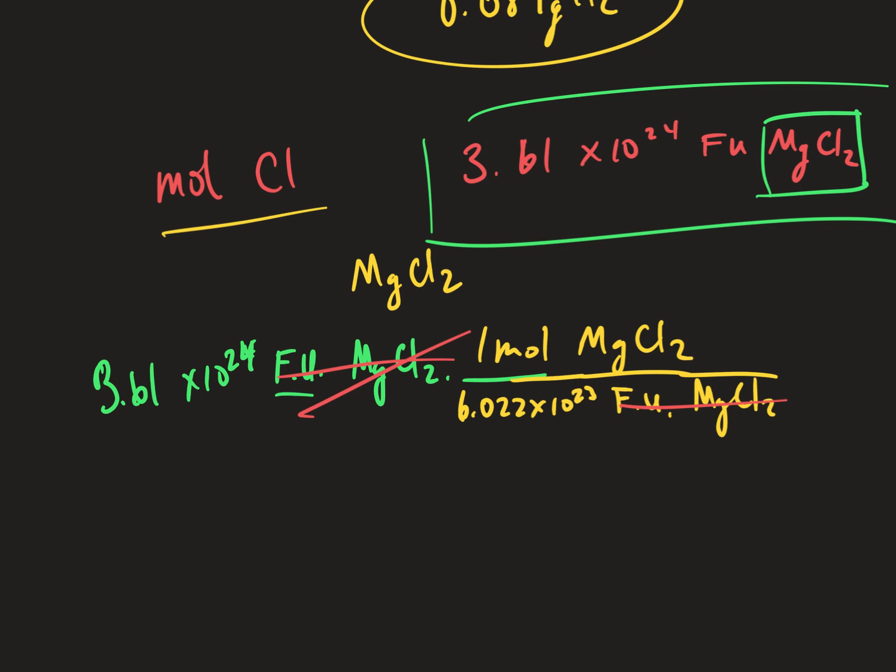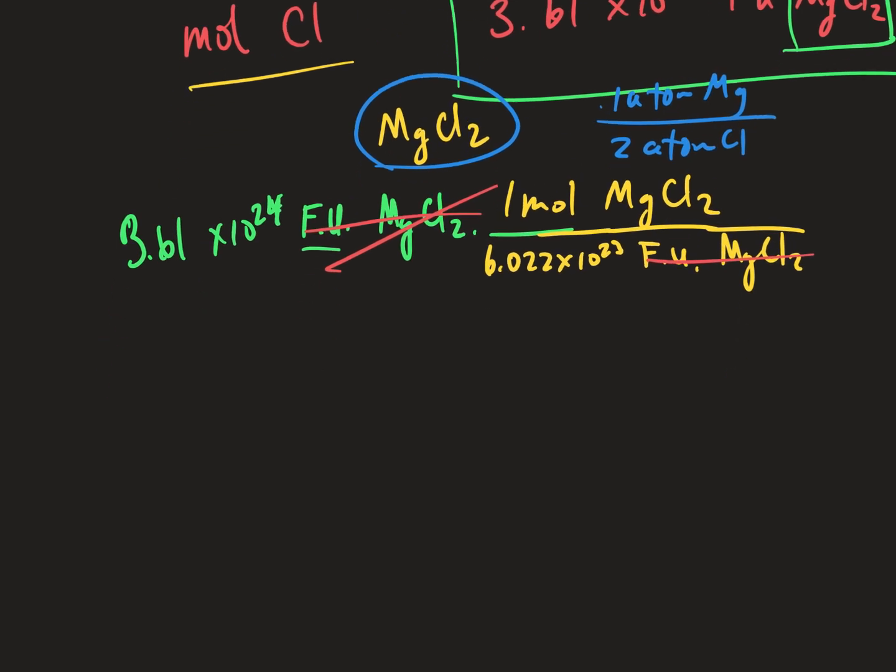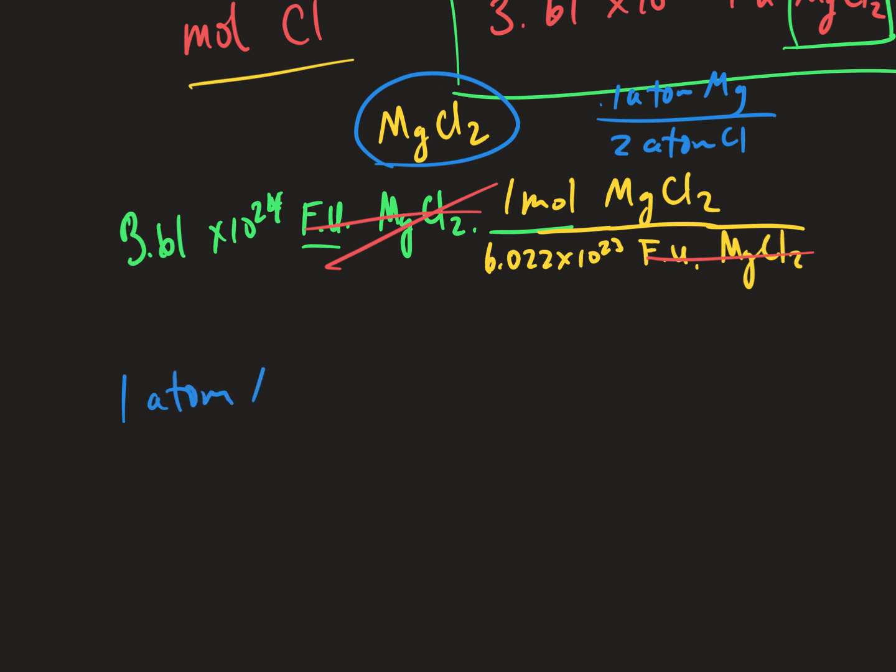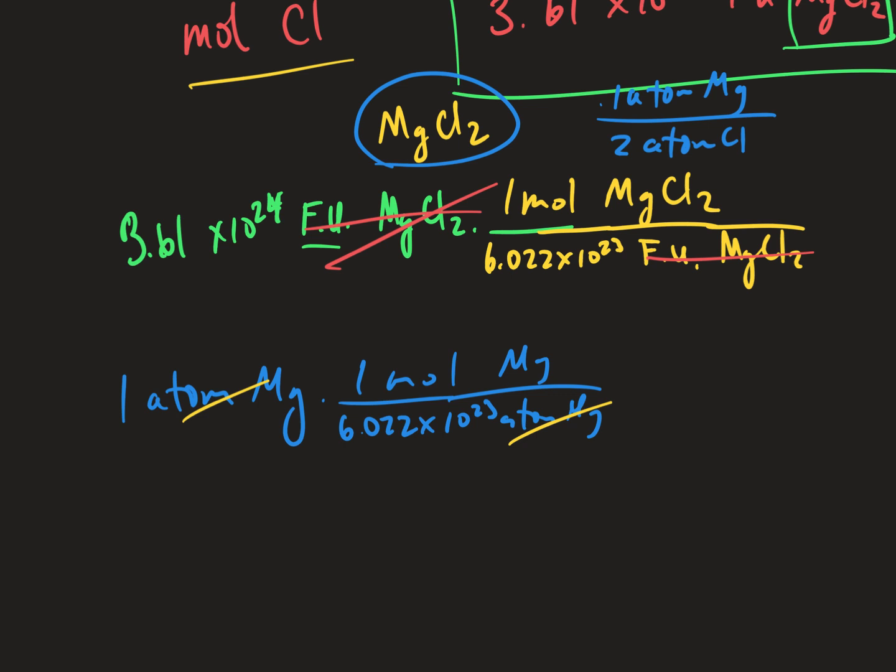Okay. So we can just change this to: this means we have 1 atom of magnesium to every 2 atoms of chlorine, right? That's what that means. So let's convert 1 atom of magnesium into moles of magnesium. Can we do that? Well, 6.022 times 10 to the 23 atoms of magnesium to 1 mole of magnesium. Are we good? Well, we can get an answer, but I'm not going to get an answer. I just want to show you something.